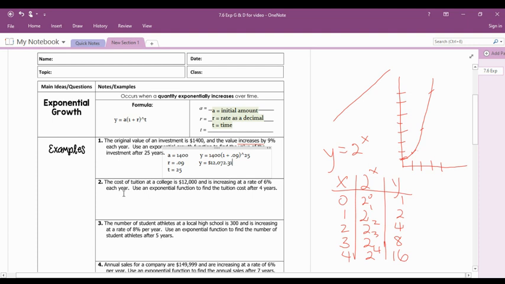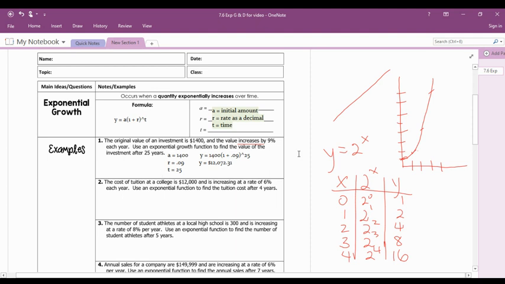Number 2, I'm going to go ahead and do another example. Let's see if I can get that a little bit better. No, that's not it. All right, well, we'll see how it comes out.